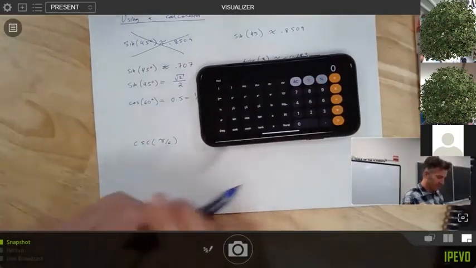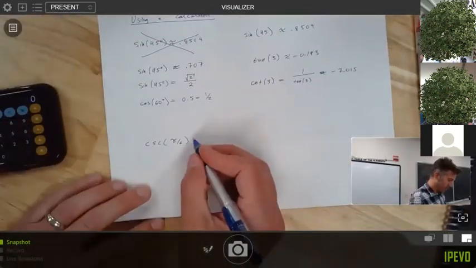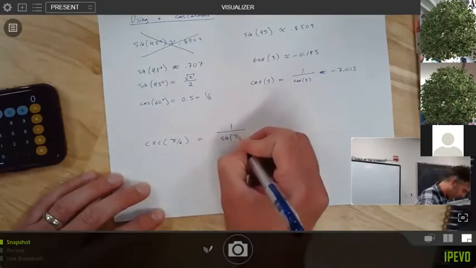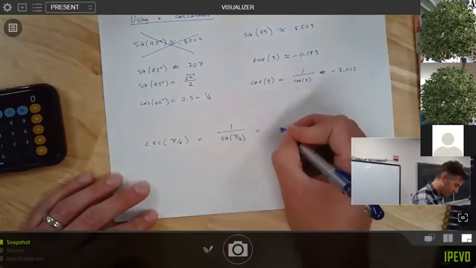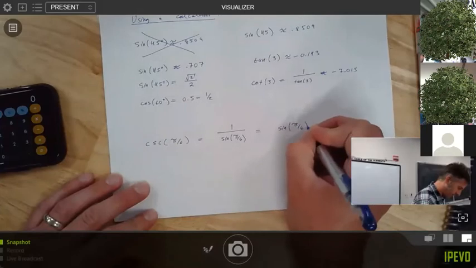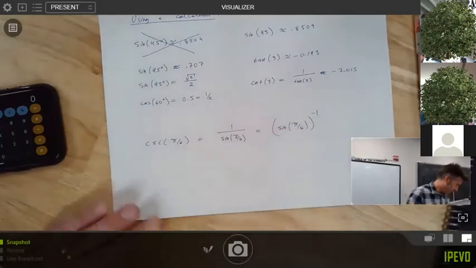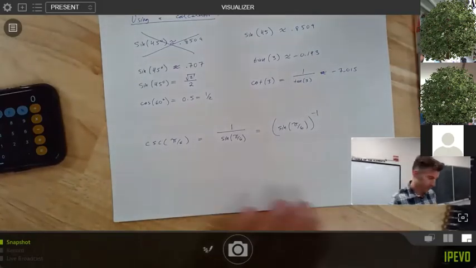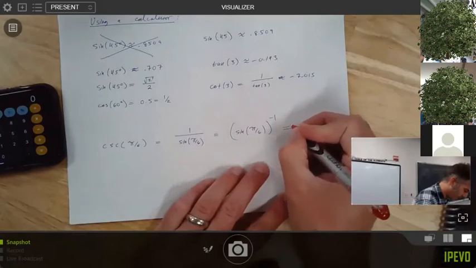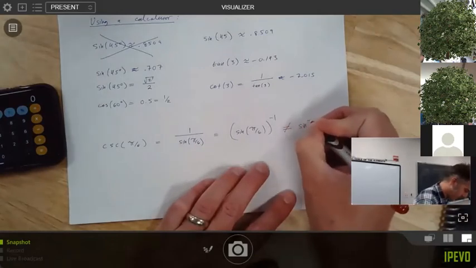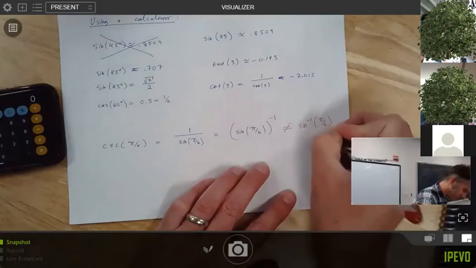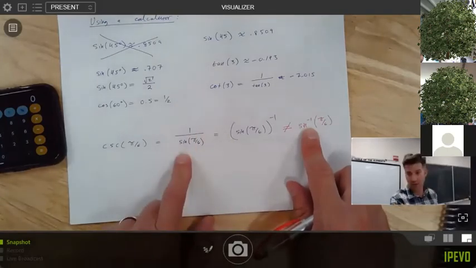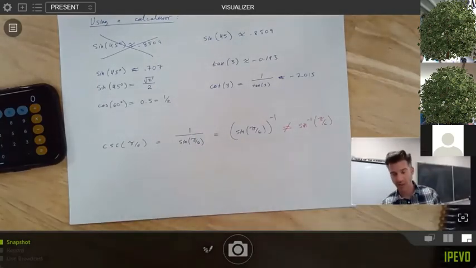If I want to do cosecant, let me write it out first. I want to do cosecant of pi over 6. What I'm really doing is 1 over sine of pi over 6, or if you prefer, sine of pi over 6 to the negative 1 power. I should point out, because I'm sure some of you have a calculator with inverse trig functions, this is not at all the same as sine inverse. So just be careful. This symbol means something totally different than the reciprocal of sine. I know it feels like it shouldn't, but it does.